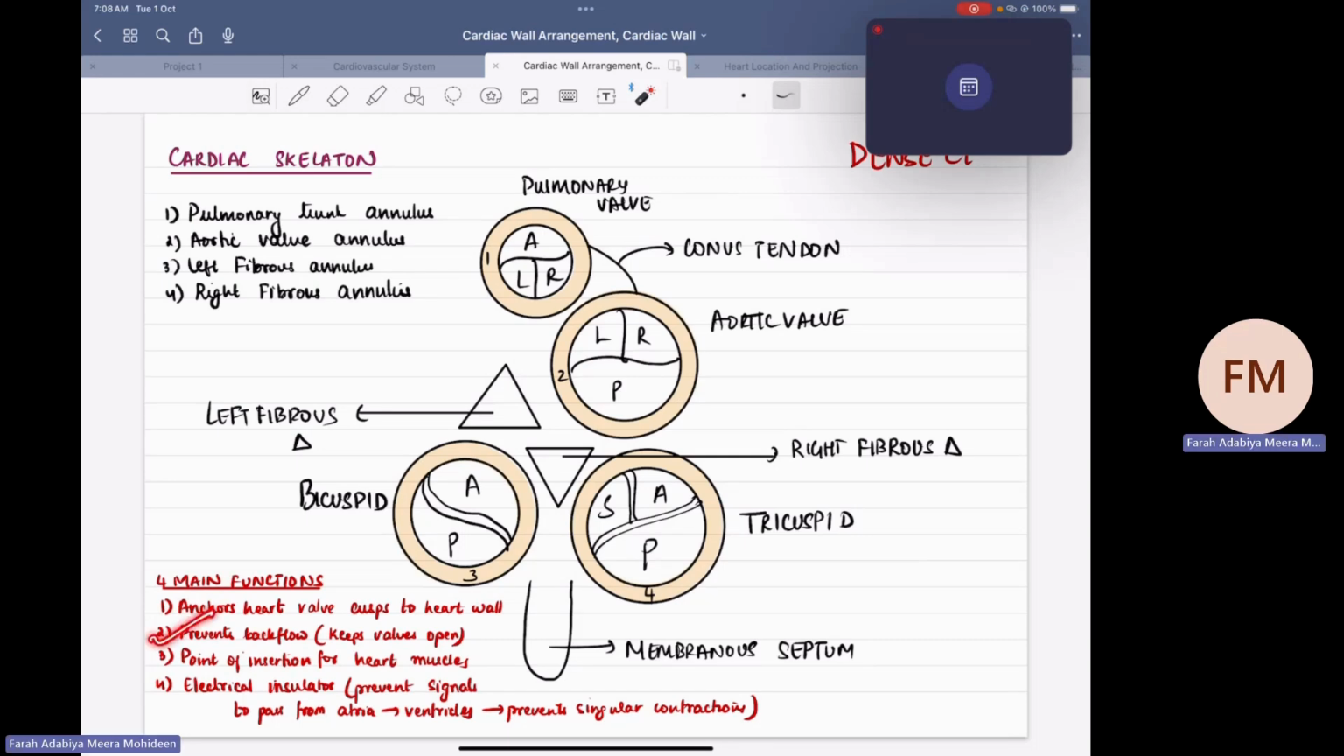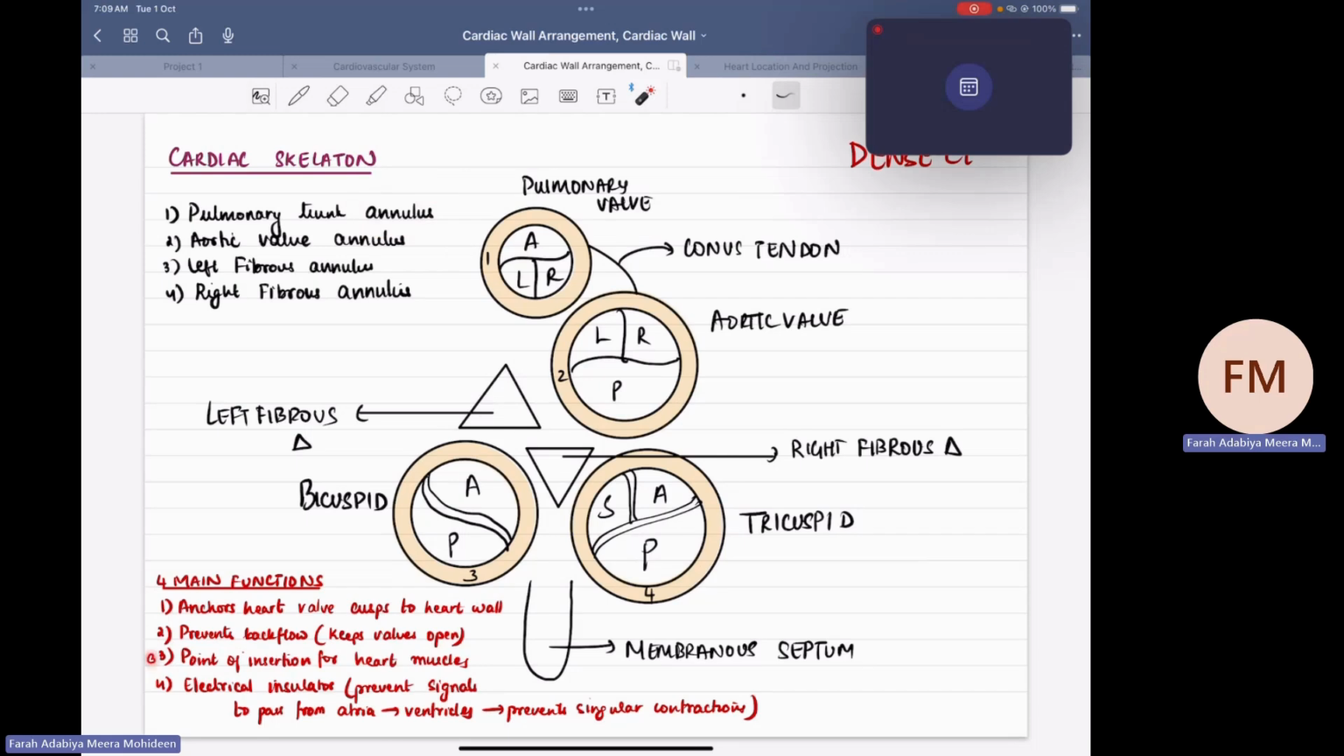It prevents backflow by keeping these valves open whenever the heart pumps blood. There's a change in pressure, and there are so many chances where your valves and cusps can just close or collapse. But what prevents it from happening is your cardiac skeleton containing fibrous tissue, also called the annulus.